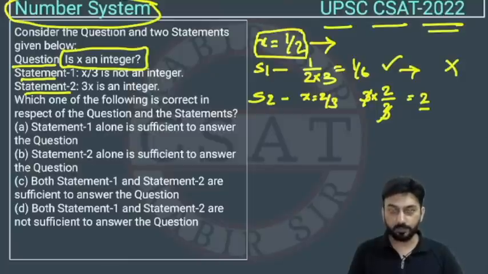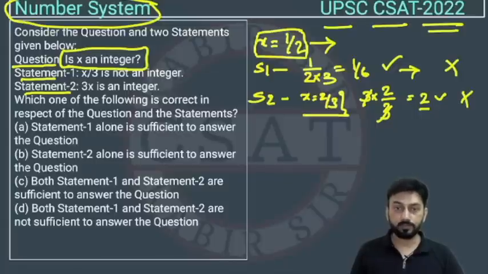स्टेटमेंट 2 सेटिस्फाई हो रहा है, बट ऑन द बेसिस ऑफ दिस, अगर स्टेटमेंट 2 सही है, सो कैन आई से दैट x इज एन इंटीजर? नो, बिकॉज x हमने फ्रैक्शनल लिया यहाँ पे, ठीक है, तो फ्रैक्शनल वैल्यू की x रख के स्टेटमेंट 2 सेटिस्फाई हो रहा है, सो वी कैन नॉट से दैट x इज एन इंटीजर बिकॉज x हमने यहाँ पे फ्रैक्शन में लिया. सो स्टेटमेंट 2 इज ऑल्सो alone not sufficient, right?